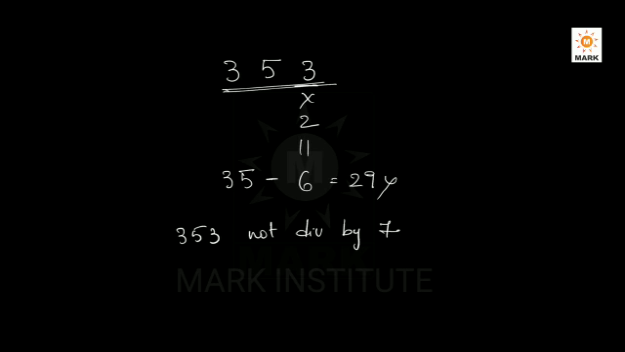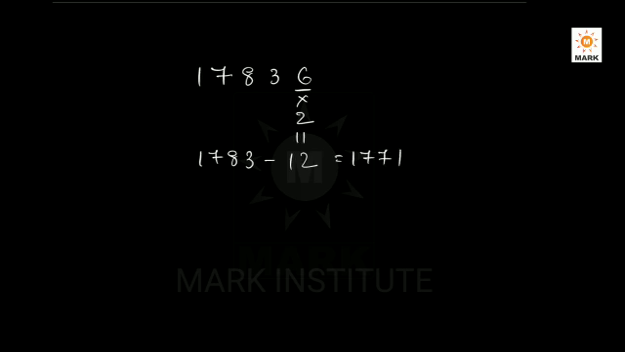When bigger numbers are given, you have to keep repeating this process until you get a double-digit or single-digit number, so that you can easily identify whether it is 0, 7 or a multiple of 7. Suppose the given number is 17,836. I apply the technique: the units digit times 2 is 12. So 1783 minus 12 is 1771, but 1771 is still a bigger number, so we cannot yet identify whether it is divisible by 7 or not.